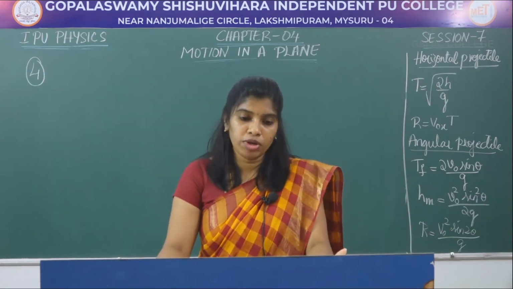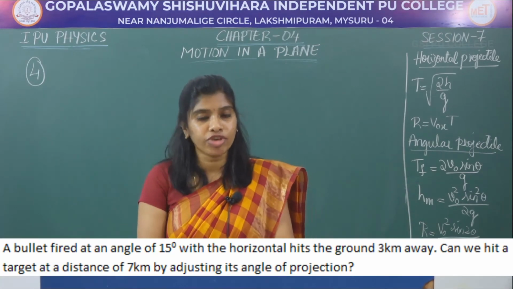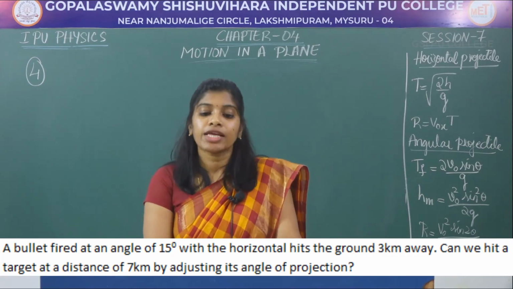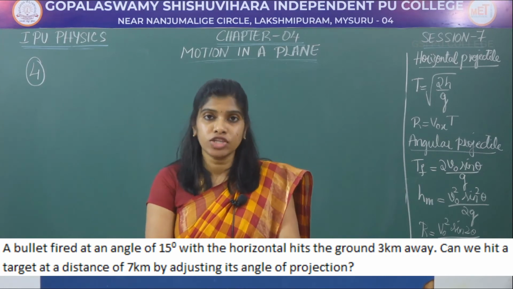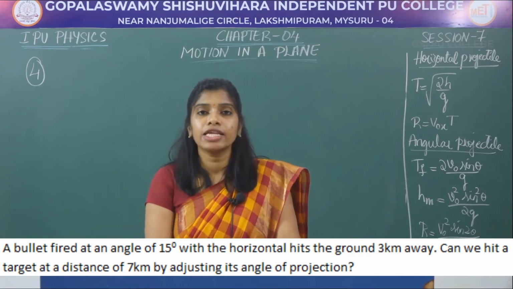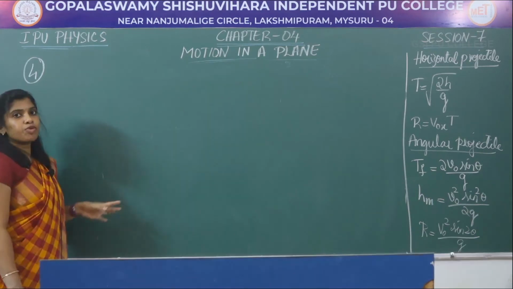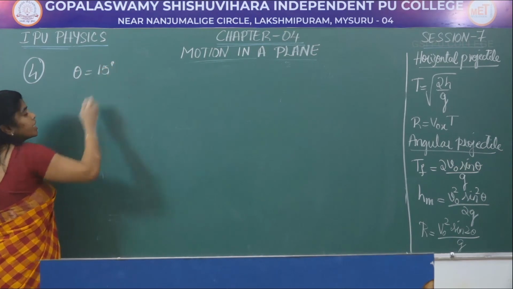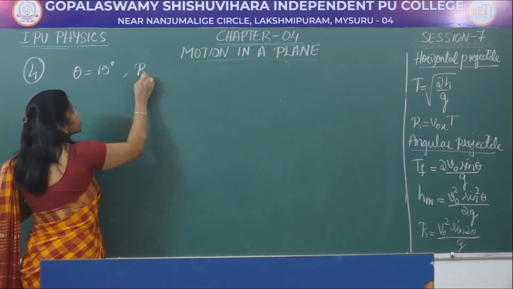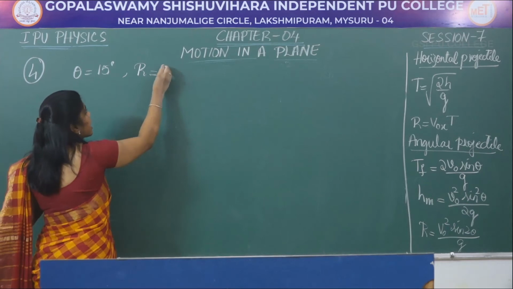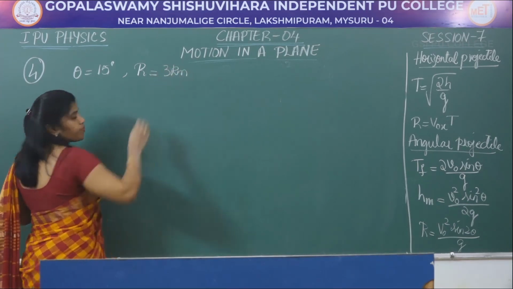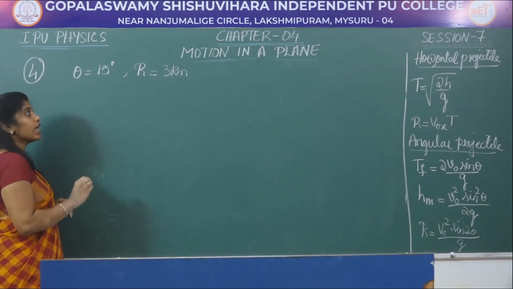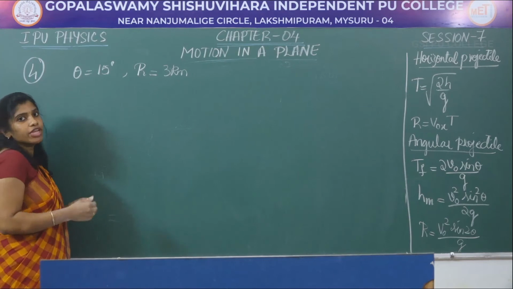Moving on to the fourth problem. A bullet fired at an angle of 15 degree with the horizontal hits the ground 3 km away. Can we hit a target at a distance of 7 km by adjusting its angle of projection? In this problem, they say that the bullet is fired at an angle of 15 degree and the range of the bullet is taken as 3 kilometer. Now they are asking, if I change the angle of projection, can the bullet reach a range of 7 kilometer?